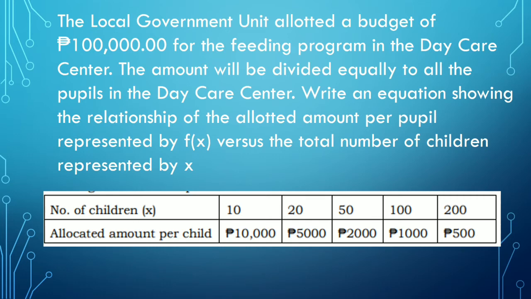The table here represents the number of children and the allocated amount per child. If there are 10 children in the daycare center, each child should receive 10,000 pesos. As you will observe, as the number of children increases, the allocated amount per child decreases. This problem can be represented by a function f of x is equal to 100,000 over x, where x represents the number of children.